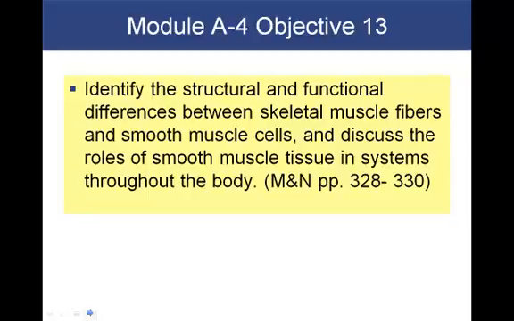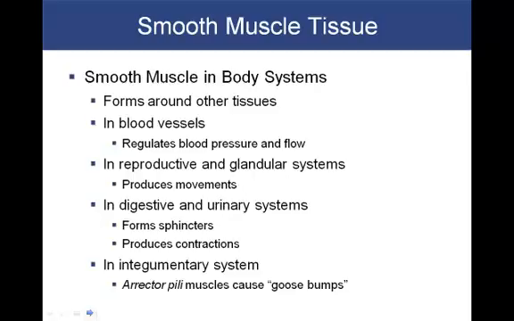In Objective 13, we're going to look at the differences between smooth muscle and skeletal muscle. Smooth muscle is found in areas like the walls of the blood vessels, and in reproductive and glandular systems and organs. It's found in the digestive system, as food is pushed through the digestive tube; that is largely accomplished by smooth muscle. It's found in the urinary system as well as the integumentary system. Let me just remind you of the erector pili muscles that ultimately give rise to goose flesh, or goosebumps.